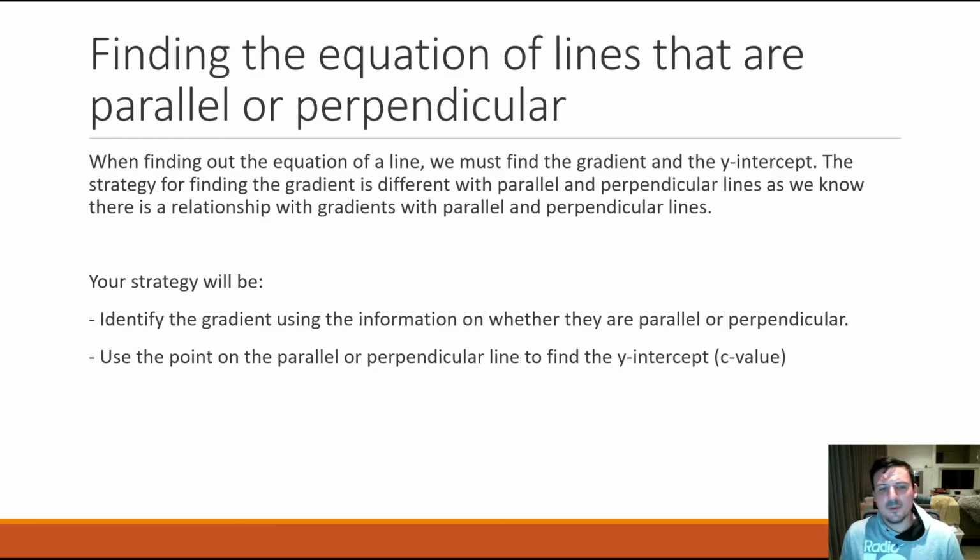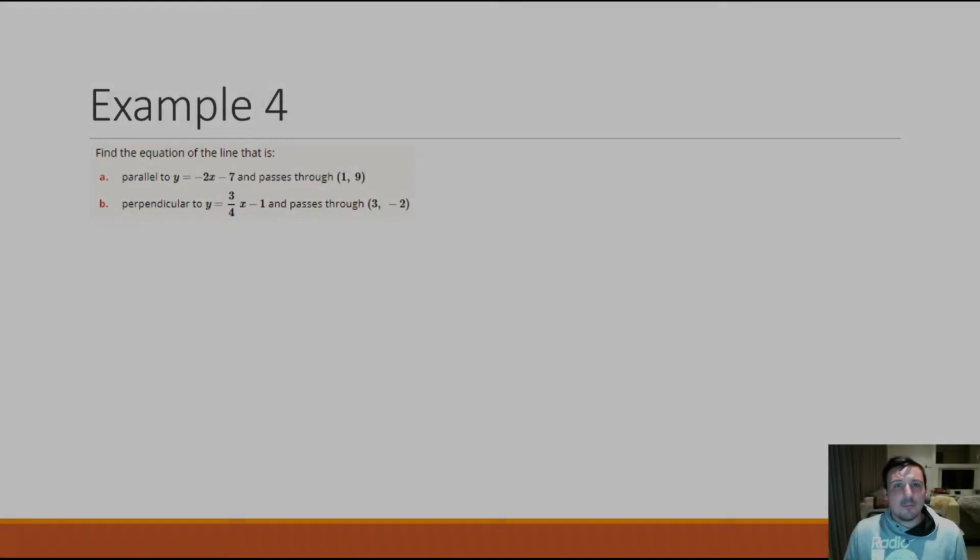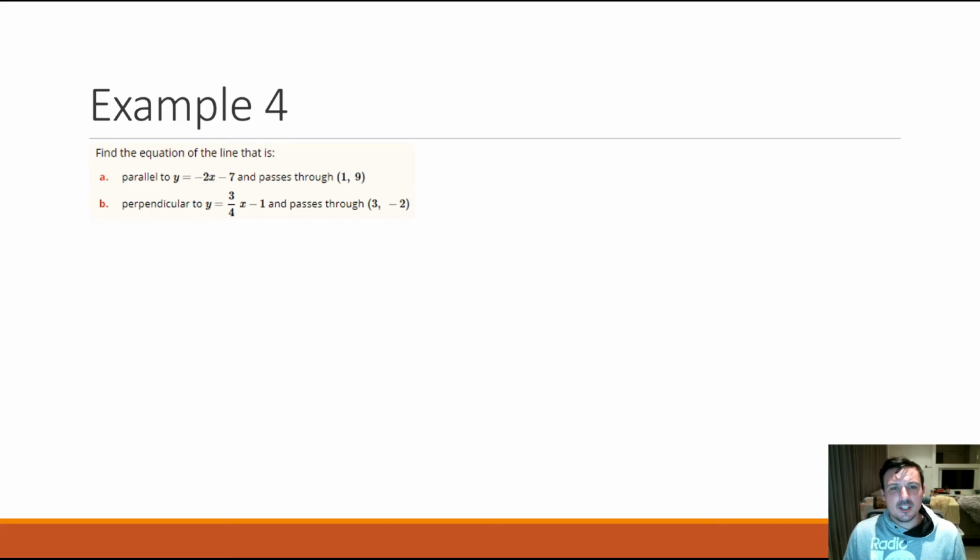So your strategy will be identifying the gradient using the information on whether they are parallel or perpendicular, and then using the point on the parallel or perpendicular line to find the y-intercept, which is obviously our c value. And our last step, that's not mentioned here, which is implied, is to put m and c into y equals mx plus c to state the equation. We have some equations here. Find the equation of the line that is parallel to y equals -2x minus 7 and passes through (1, 9).